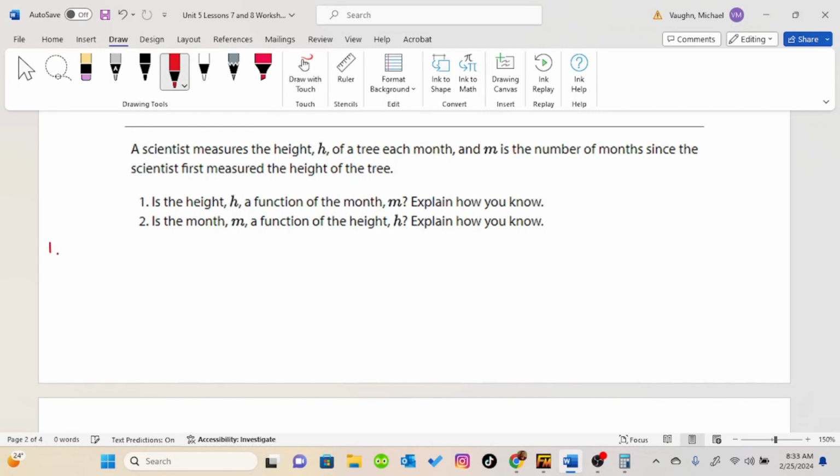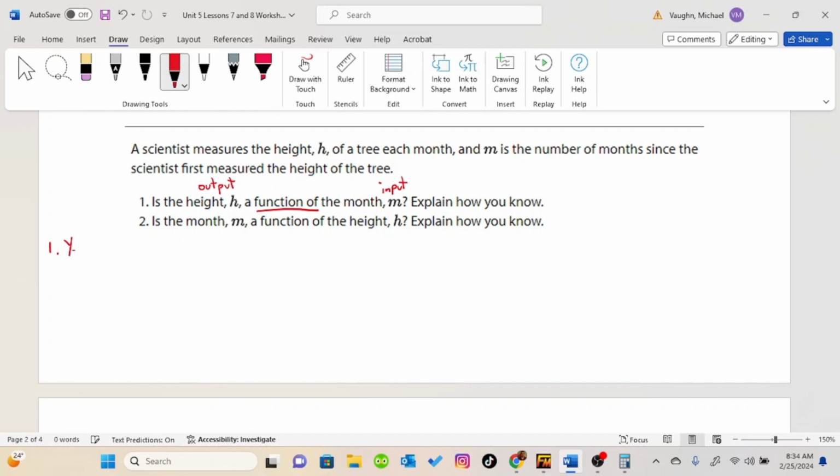So for number 1, they want to know if the height is a function of the month. So remember, output comes before function of, and input comes after. So if we think about this, at any given month, can I have more than one height of the tree? No. If I go out and measure that tree, it can only be one height.